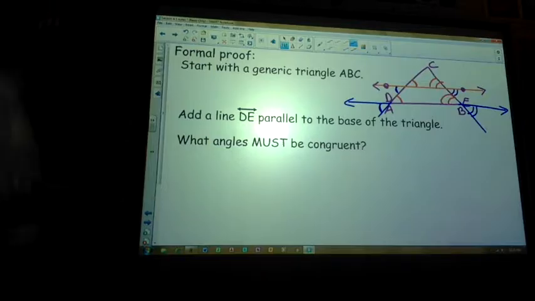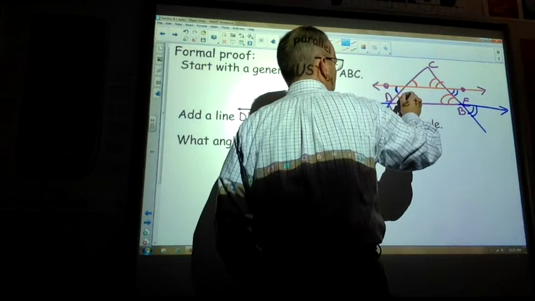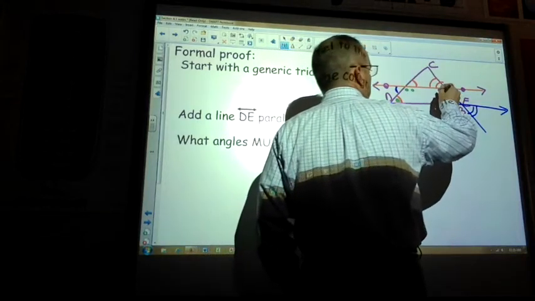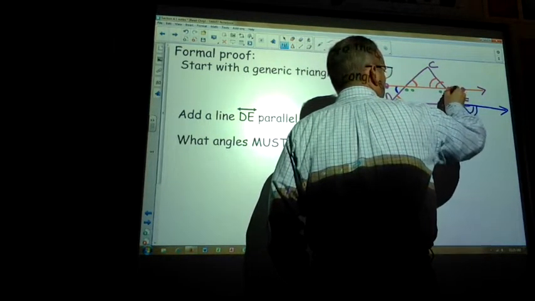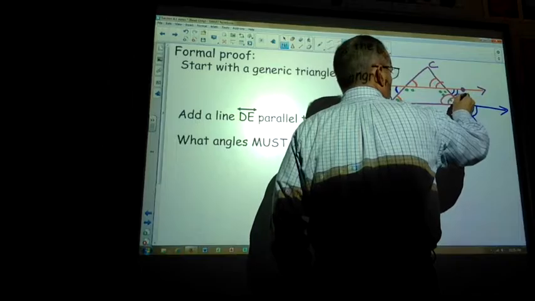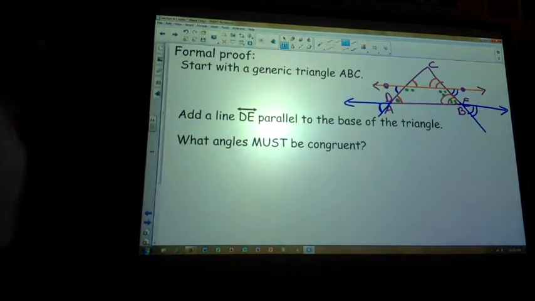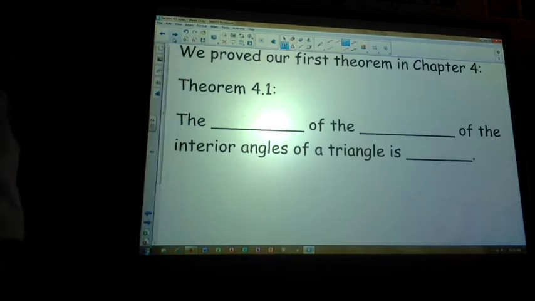Same side interior could be like this angle here and this angle here have to add up to 180. Okay, which would mean that triple and this quadruple would have to add up to 180. So those are same side interior. There's a lot that we could do with this just with our mechanics of geometry. We good? We proved our first theorem in chapter 4.